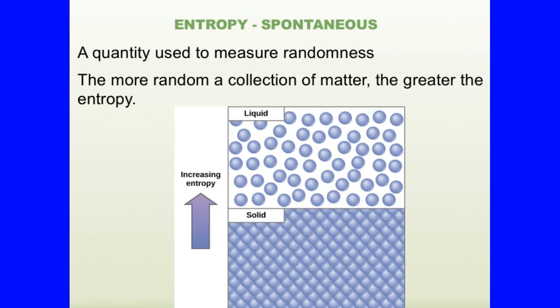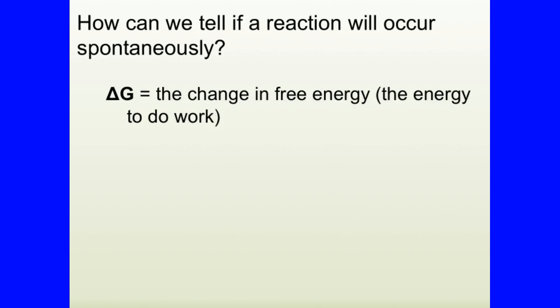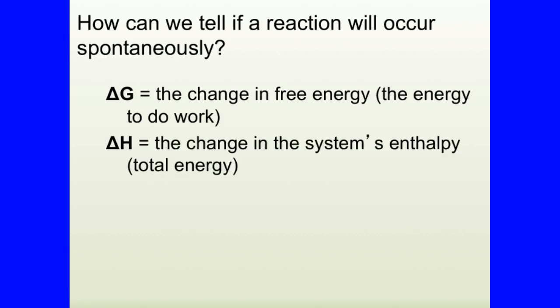And how can we tell if a reaction will occur spontaneously or not? There's an equation to actually figure that out. Remember, delta G is the change in free energy, or the change in the amount of energy to do work. Delta H is the change in the system's enthalpy. A system's enthalpy actually means the total energy in a system. So you do want to know that definition. What is the definition of enthalpy? It's the total energy in a system.